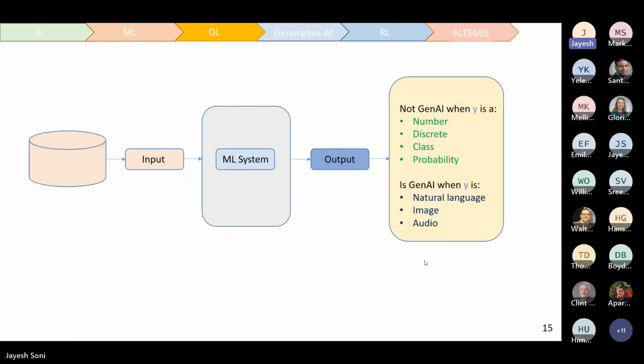Before going through that, let's look at the difference between non-generative AI and generative AI type of algorithms. You have a bunch of data you pass as input to your ML system or DL system, and that system tries to produce some output. If the output is a number, a discrete value, a particular class, or a probability value, then that type of system is not generative AI because we are not trying to generate something. Either we are trying to predict something or we are trying to classify something. Those are called discriminative deep learning algorithms. But the algorithm becomes generative AI when you are trying to produce natural language, a new image, or new audio. In that case, those algorithms behave like generative AI algorithms.